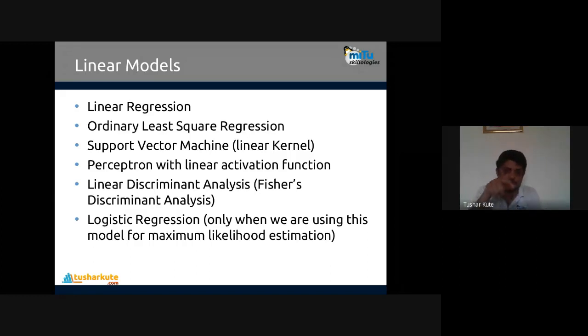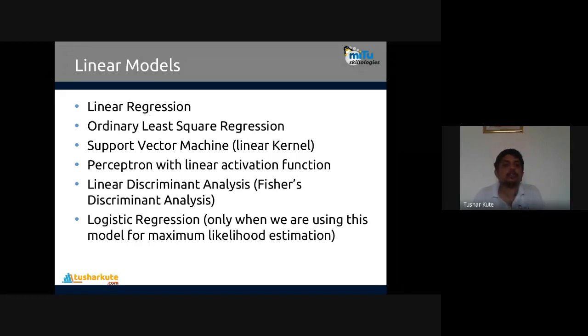Now, out of those listed here, linear regression is regression, OLS is also regression, support vector machine is regression and classification both, perceptron is classification, linear discriminant analysis is used for regression and classification both, and logistic regression is used for classification only. Let's see one example of how a linear model actually behaves.